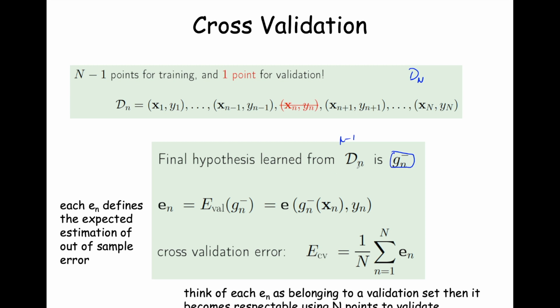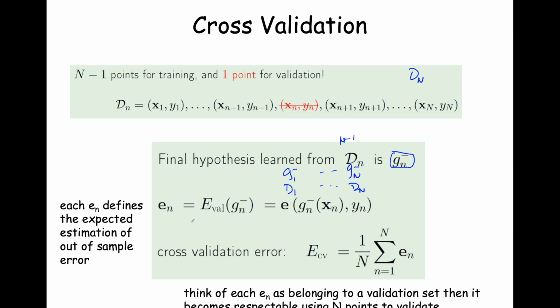And this g_n minus is going to range from g1 minus through g big N minus, because each one is going to be trained using D1 up to and including D big N. So our final best hypothesis, because we had the maximum size D_train that we can get, that's going to be a very good, limited final best hypothesis, because it's only missing one data point.